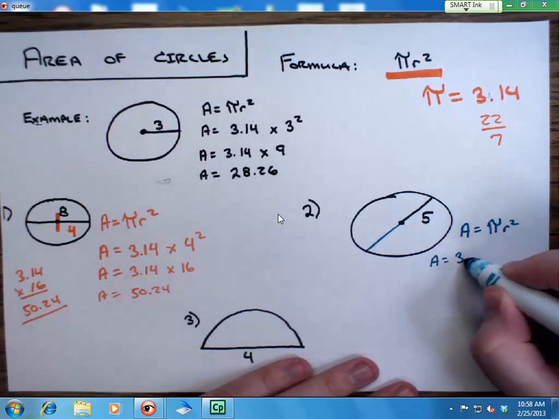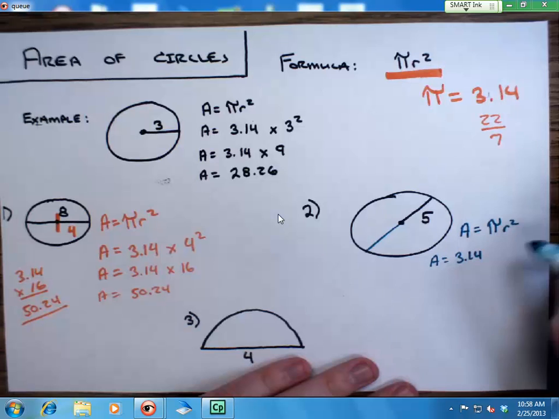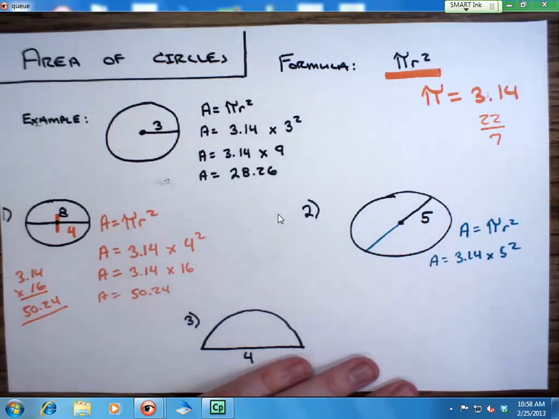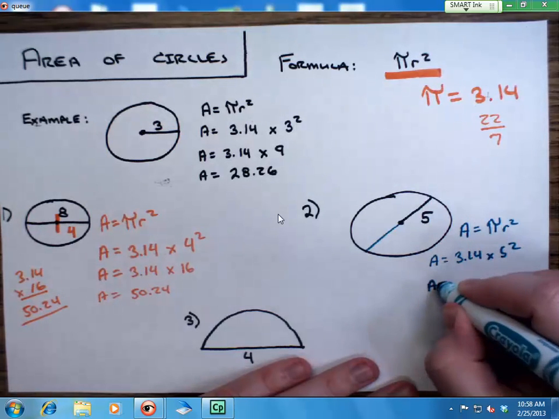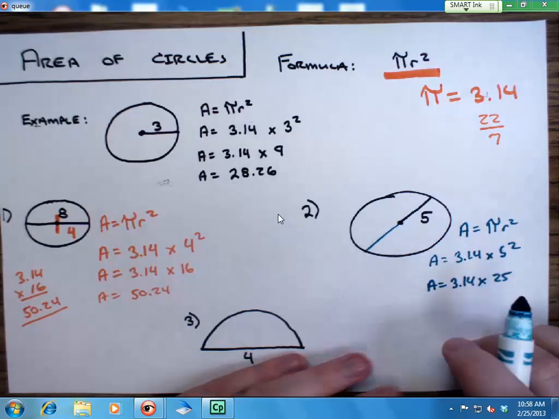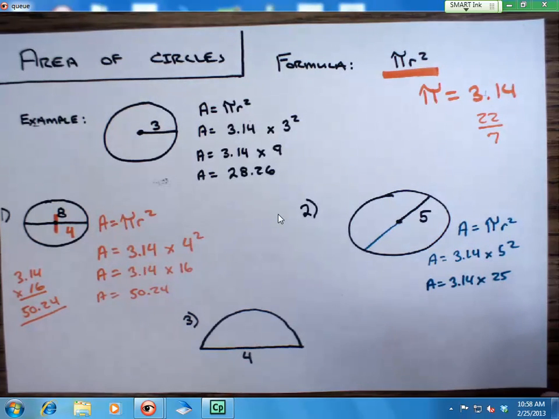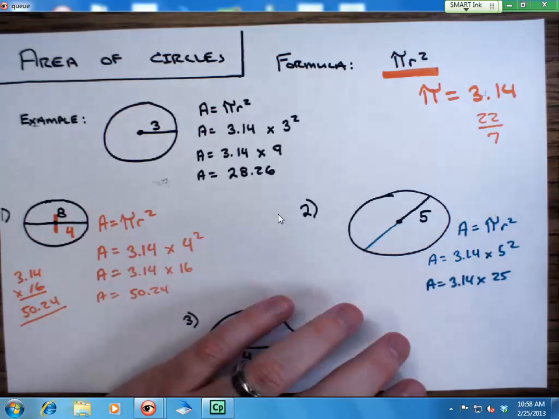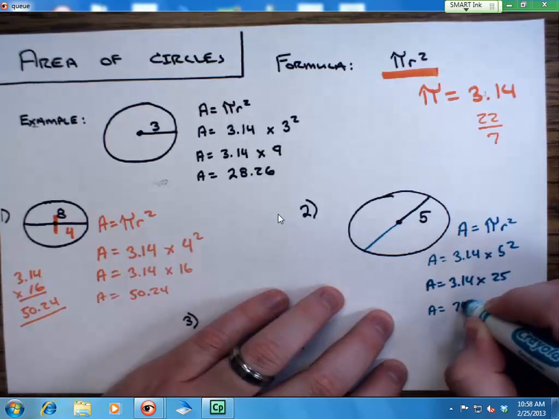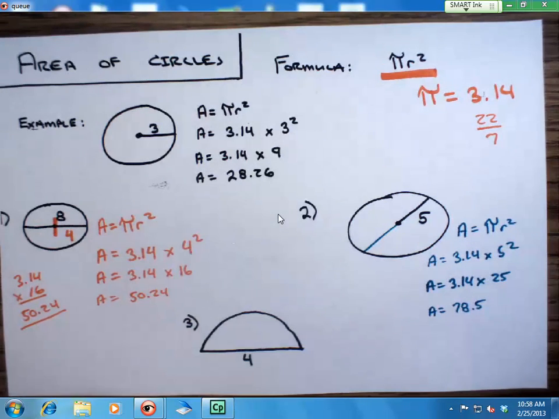Again, I know that pi is 3.14, and I know that my radius is 5, so it's going to be 5 to the second power. So I'm going to have my area equals 3.14 times 25. And then when we multiply 3.14 times 25, that's going to give me 78.5. It's that simple. Really, the hardest part here is multiplying decimals, guys. But again, you guys know how to do that.